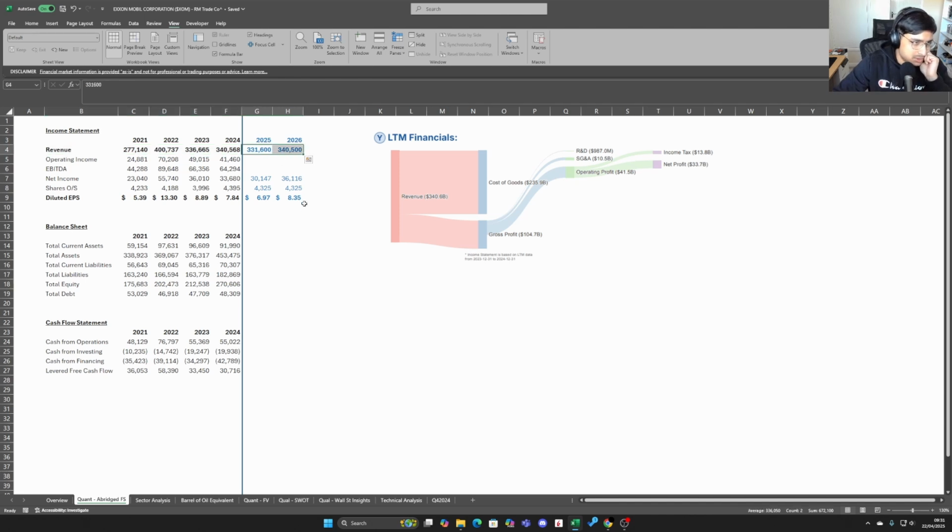But as you can see here, based on analyst estimates, the companies expect to have a slight dip this year in terms of revenue, and definitely a slight dip in earnings, and then kind of recovering that back to 2023, 2024 levels here in terms of the revenue and income.